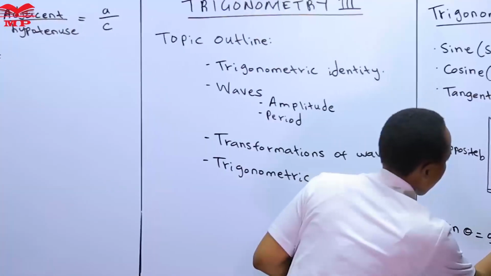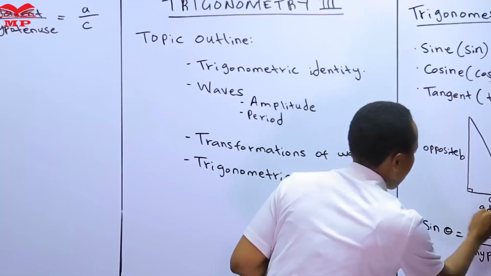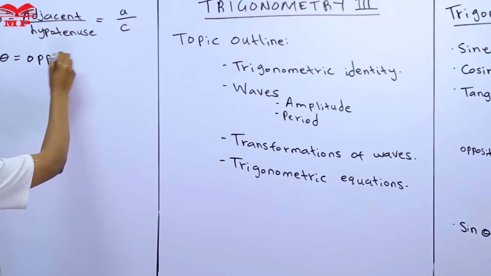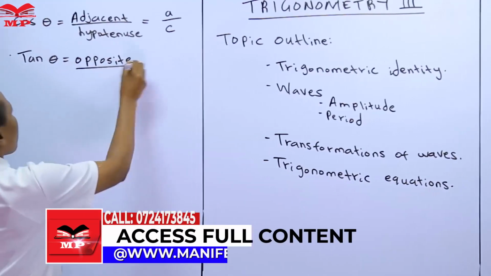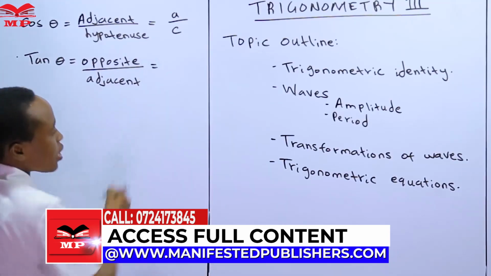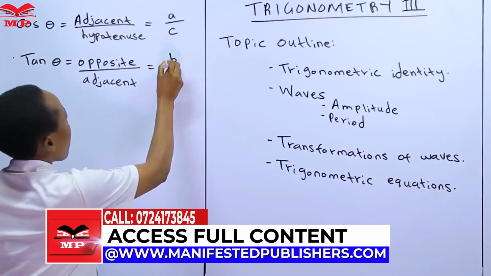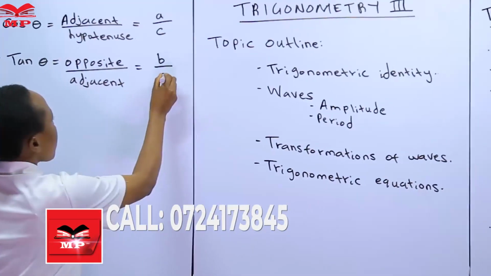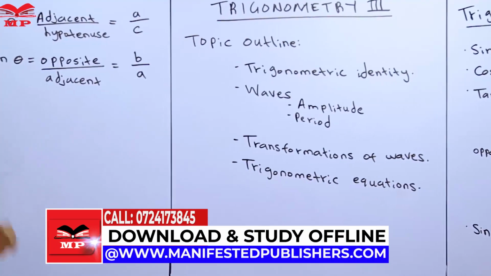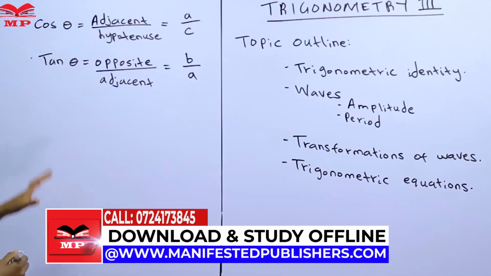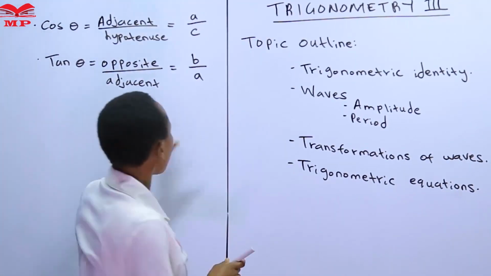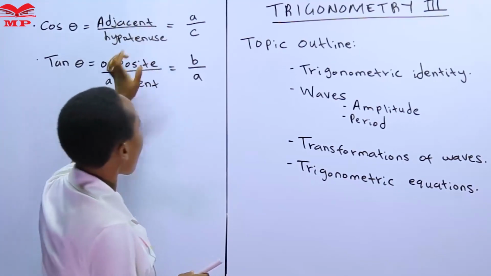Tangent is given by the opposite all over the adjacent. Our opposite side we have B, and our adjacent we have A. Now we have the cosine, we have the tangent, and we also have the sine. We can even make a conclusion from this because you don't need to clamp so much on this.